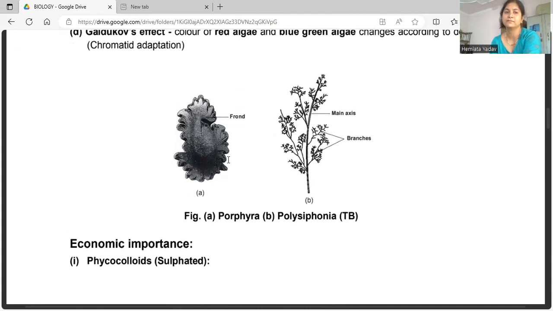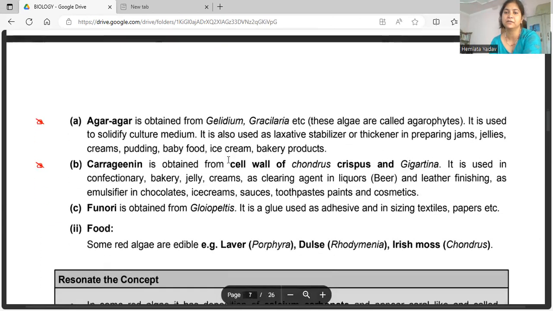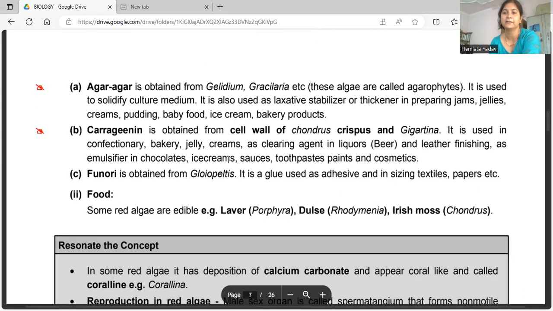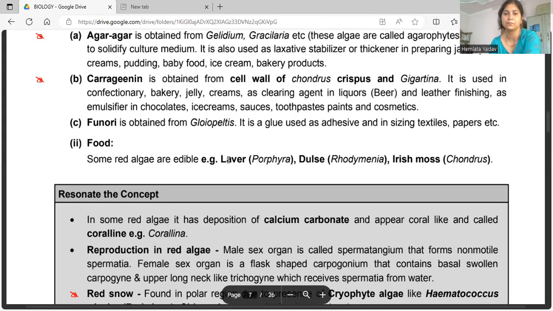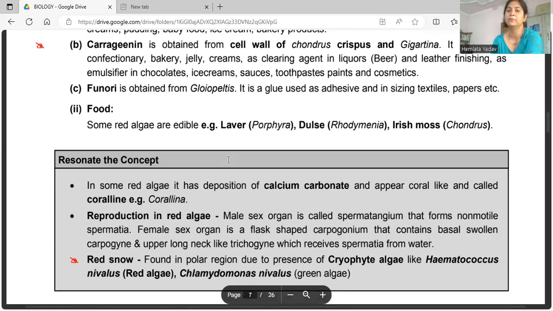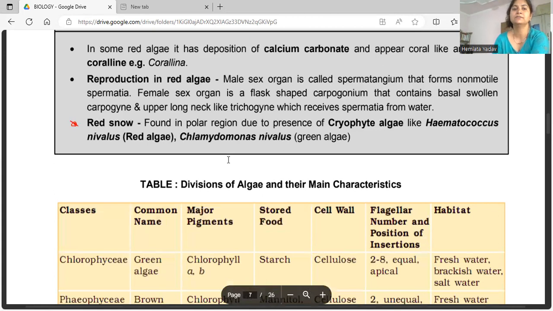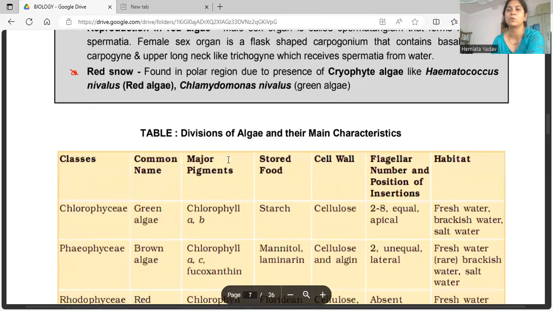the Engelmann effect. Economic importance: phycocolloids, and agar-agar is obtained from Gelidium and Gracilaria. Carrageenan is obtained from the cell wall of Chondrus crispus and Gigartina, and is used in confectionery and bakery. Furcellaran is obtained from Furcellaria. It is used in glue and adhesives, sizing textiles, and as food. Some red algae are edible, like laver, dulse, and Irish moss, Chondrus. In reproduction, the male sex organ is the spermatangium forming spermatia, and the female sex organ is the flask-shaped carpogonium.